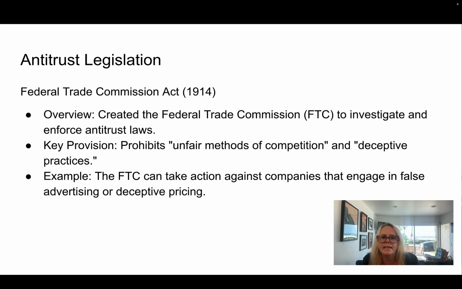The FTC Act, or Federal Trade Commission Act, created the FTC to investigate and enforce antitrust laws. The FTC was granted the ability to take action against companies that engage in false advertising or deceptive pricing and other unfair methods of competition.